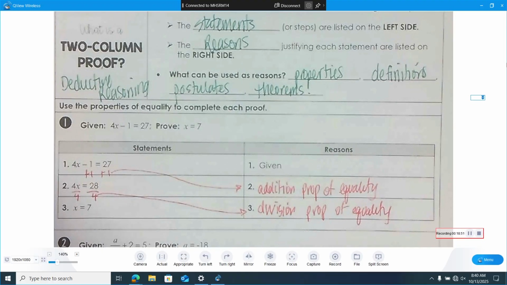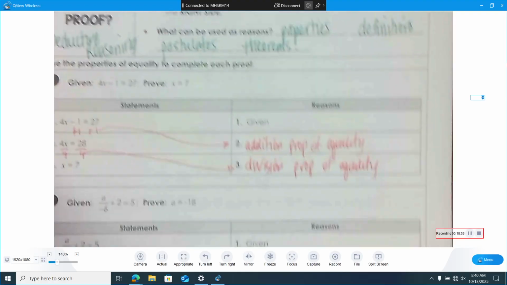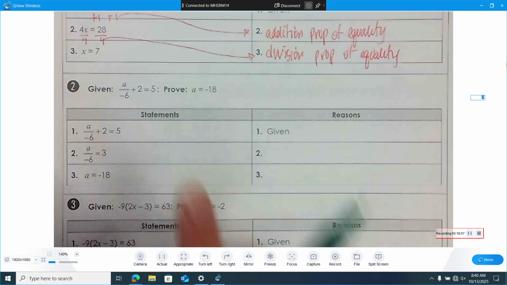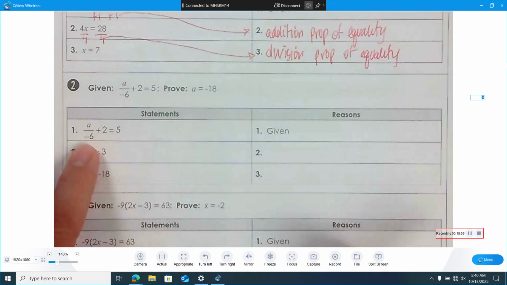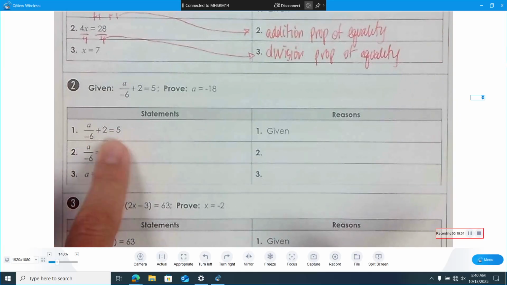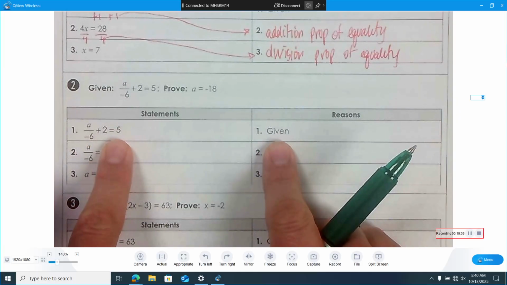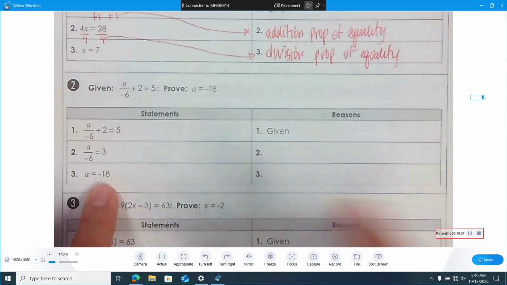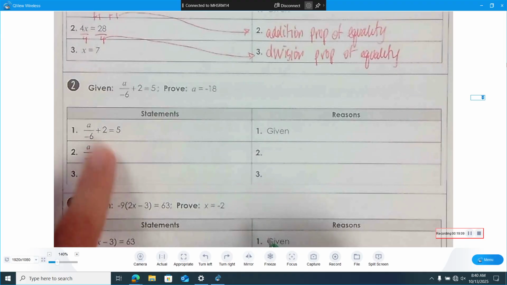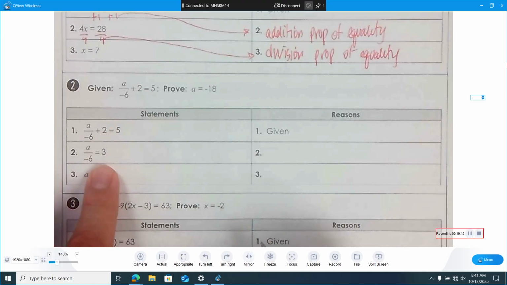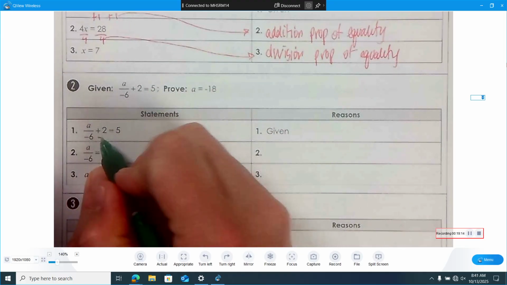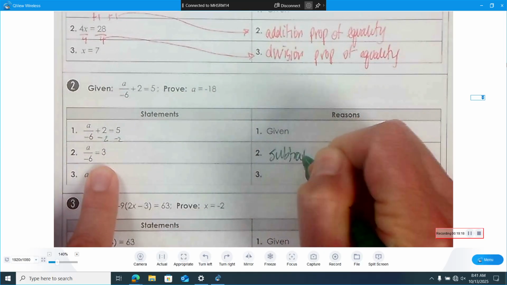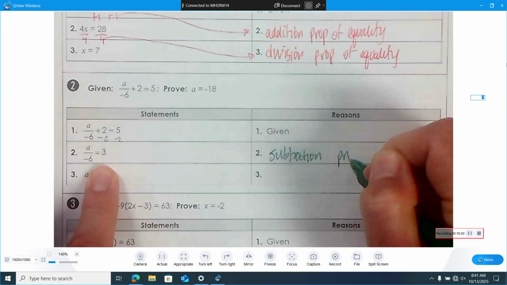Okay, questions on that one? Pretty easy, right? All right, so let's look at number 2. Again, the given statement is a divided by -6 plus 2 equals 5, and the reason is that that was given to us. Always, always. And we're trying to prove that a equals -18. So step 1 to 2, what did they do? Yeah, they subtracted 2. That is the subtraction property of equality.